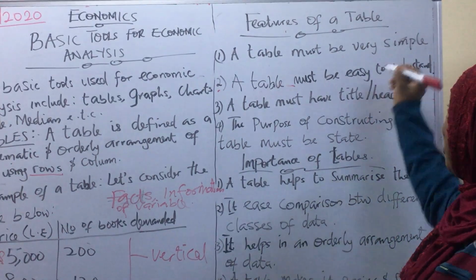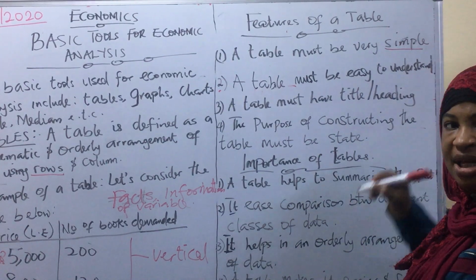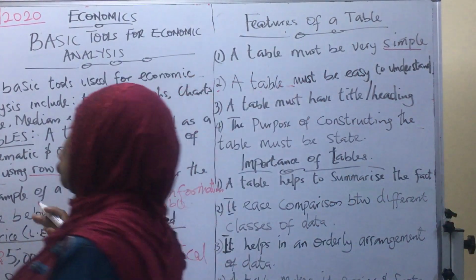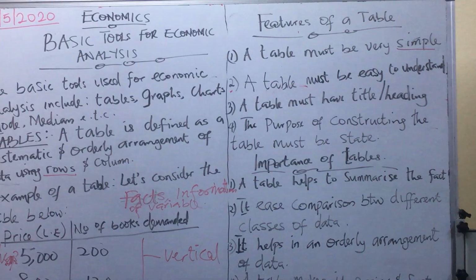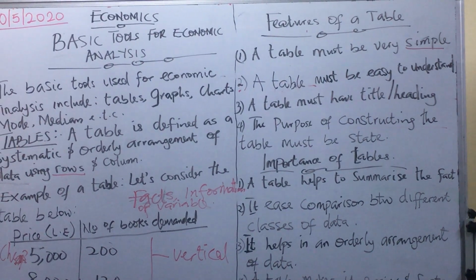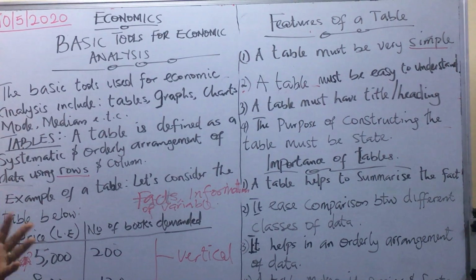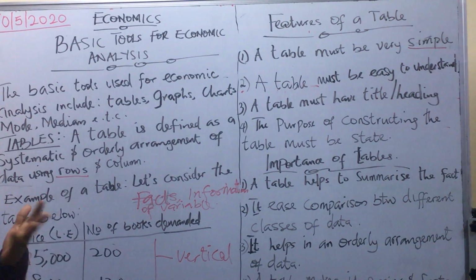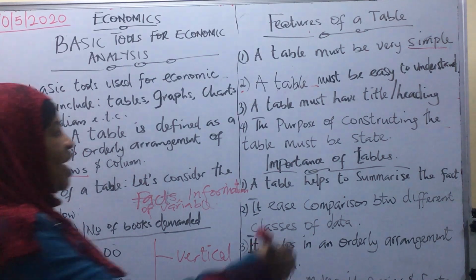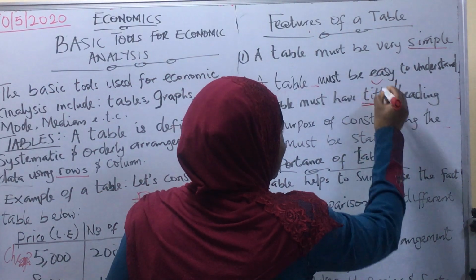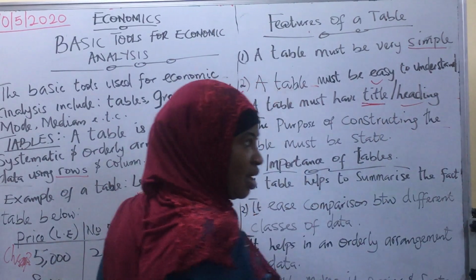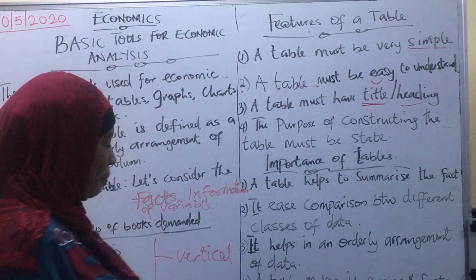It must be very simple to interpret and very simple to understand. When something is simple, it will pave the way for the analyst to interpret the data properly. And a table must have a title. What do I mean by title here? I mean headings, outline, or topic.